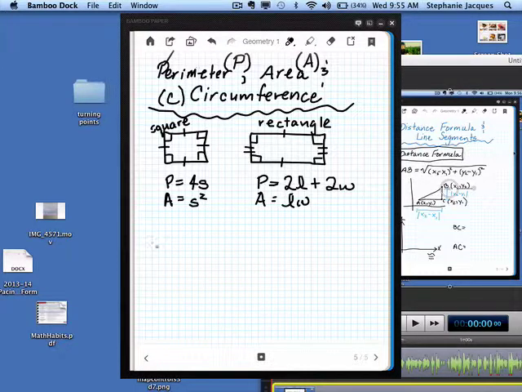Alright, now let's look at a triangle. So we know a triangle has 3 sides. And let's label those sides A, B, and C. And when dealing with triangles, we also have to talk about their height. So I have my H there for height. And you have to make sure that the height is at a right angle so that it's straight up and down. And go ahead and write triangle.